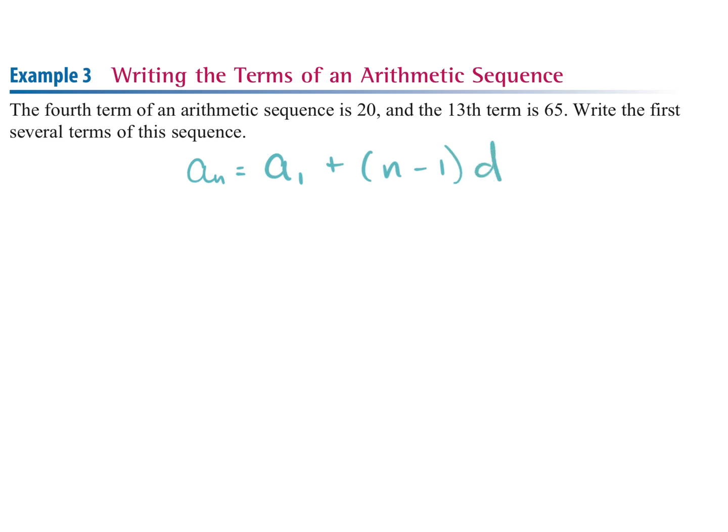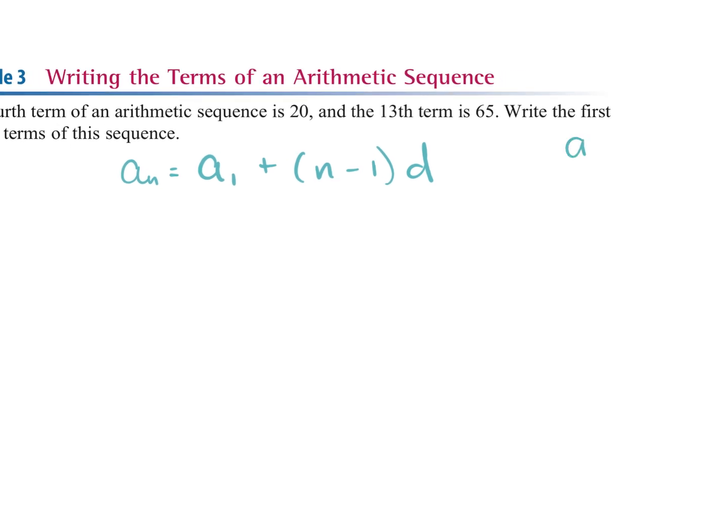Now it tells us our 4th term of the arithmetic sequence is 20. So a sub 4 is 20. And the 13th term is 65. So a sub 13 is 65. It asks us to write the first several terms of this sequence. So we need to figure out what our common difference is.